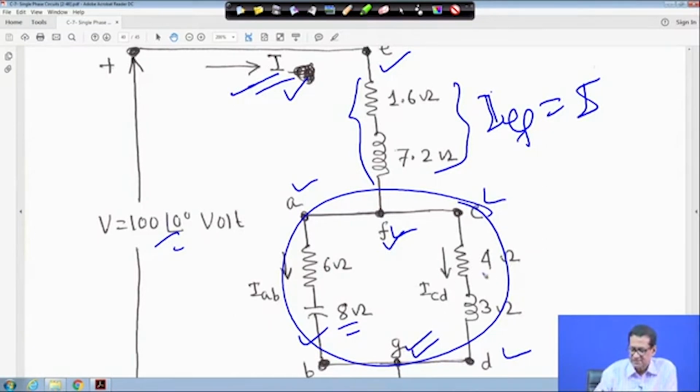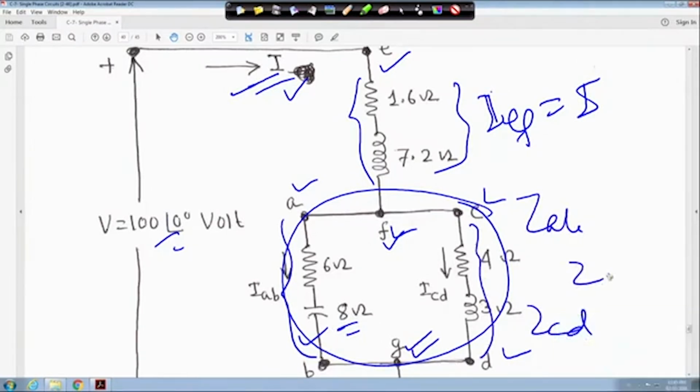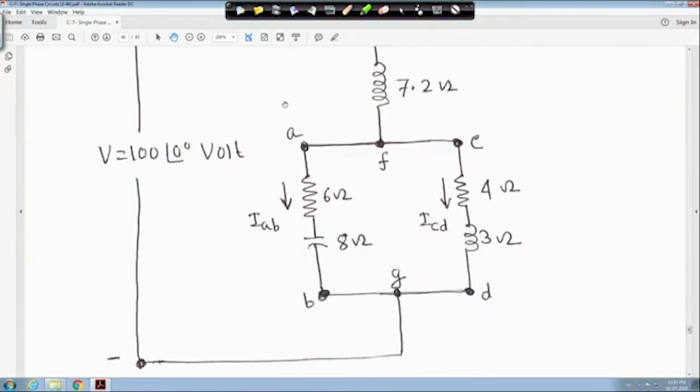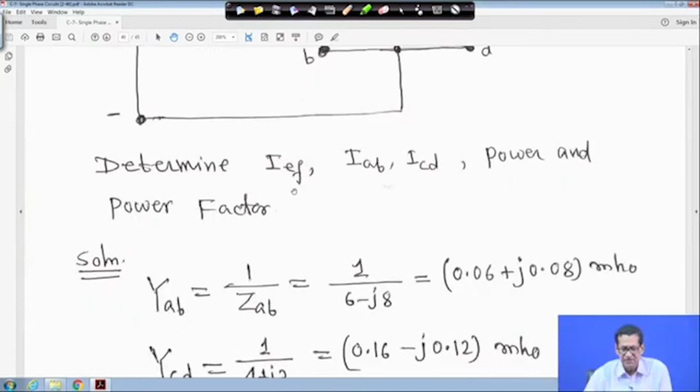So you find out that these two, 4 plus J3 and the other, are in parallel, and find out the equivalent. Again and again I will not come to the circuit, but everything is marked. So this part impedance is ZAB, this part impedance is ZCD, right, and the equivalent will be ZFG when these two parallel are taken. Similarly, the reciprocal will be the admittance. So you have to find out IEF, IAB, ICD, power and power factor.